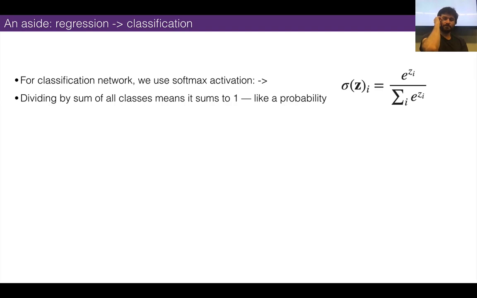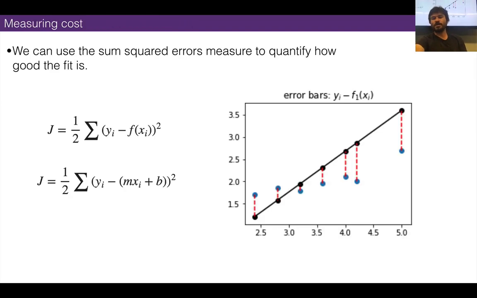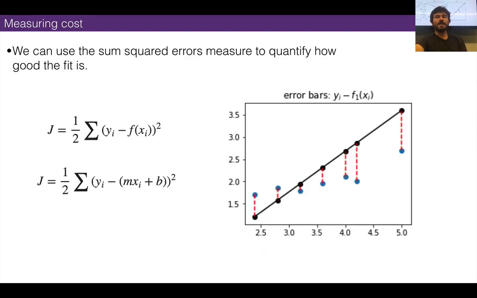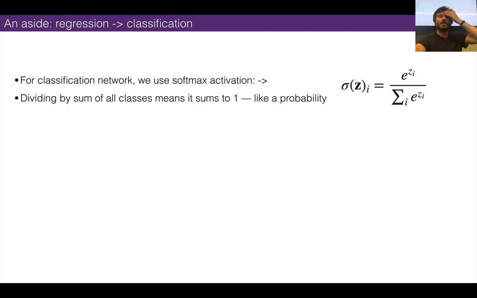Maybe this is TMI right now, but this is for regression basically. If you have a regression, you're trying to fit a line of best fit. If you have a classification, then what you might have is one output neuron for each of the classes, and it gets some value, and then you want to interpret them all as probabilities.